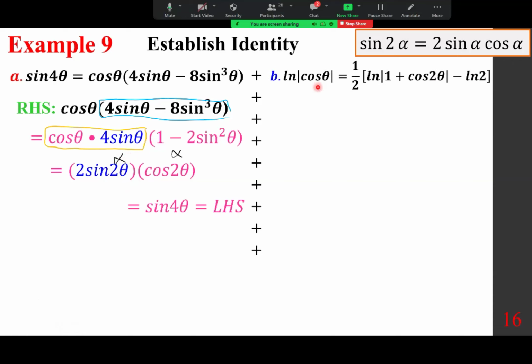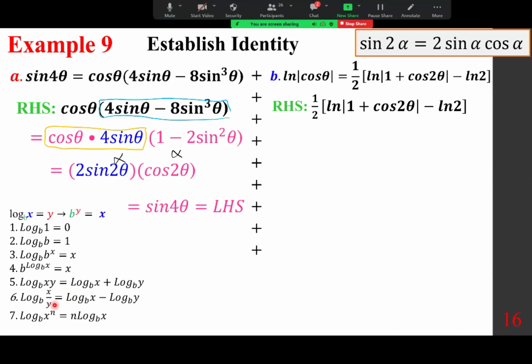ln of cosine equals half of ln of 1 plus cosine 2 theta minus ln 2. I'm going to remind you of logarithmic properties. To do so, I'm going to start with the right-hand side. Here are the logarithmic properties that you have seen before. Log base b of x equals y means b to the power y equals x. Log 1 base b is 0, and so on and so forth. I hope you're comfortable with that.